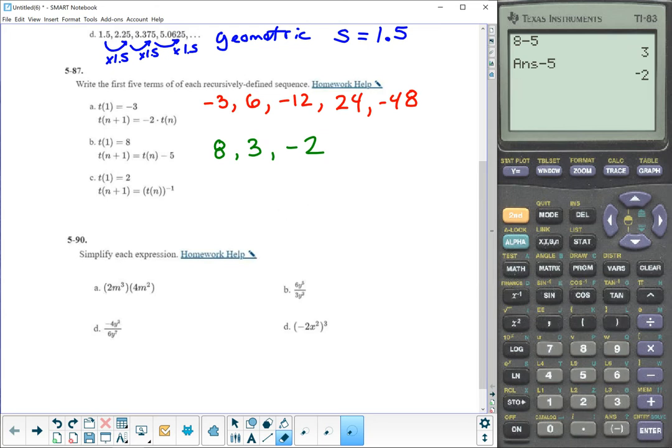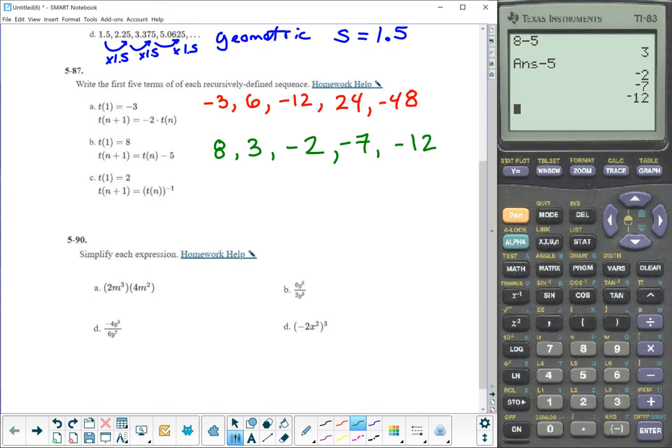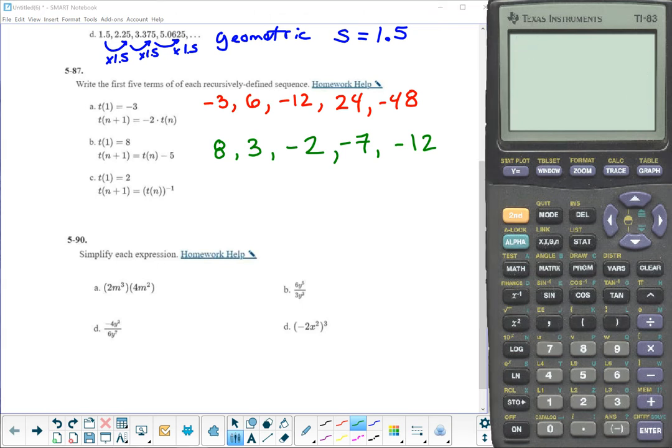And since I have this going, and I already have answer minus 5, I can just keep hitting enter. So that's my third term. My fourth term is going to be negative 7. And then enter again. My fifth term is negative 12. That's all I need. So for recursive, if you can get a couple of numbers going, then you can just go ahead and get the rest of them in by figuring out the pattern.